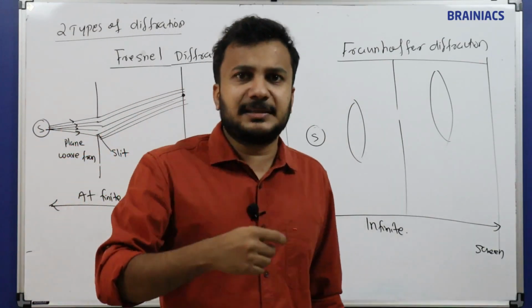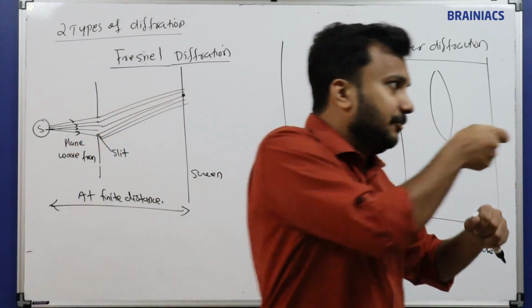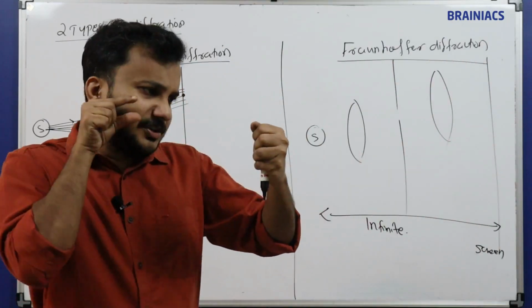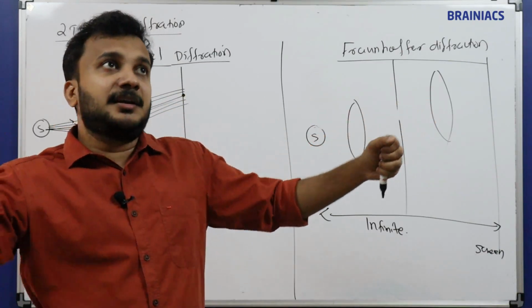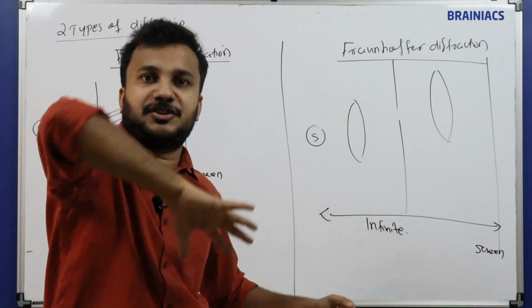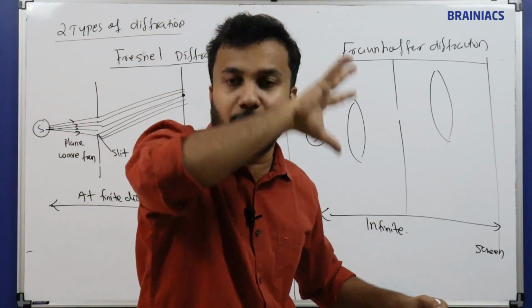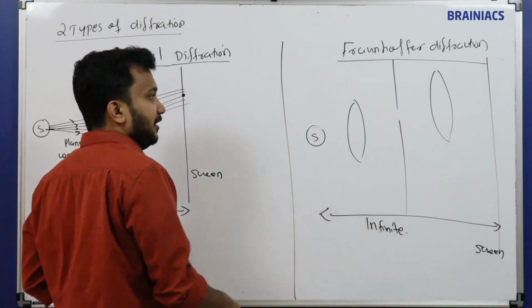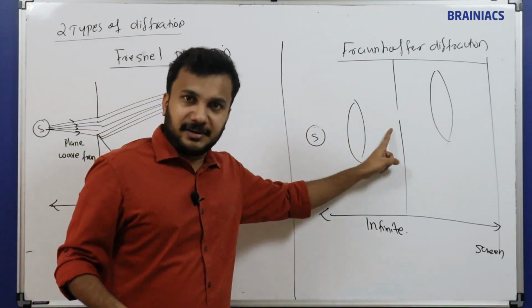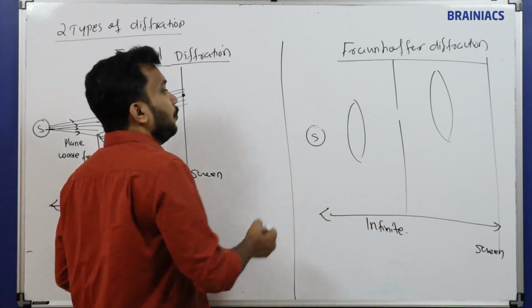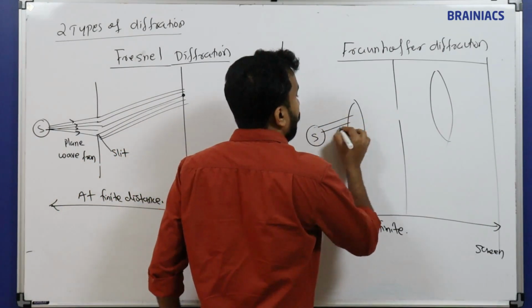A very simple example: if you have a torch and you put it very close to your eye, you can see a straight beam. And if you go back, it looks like a globe structure. That is a spherical wavefront. Far away you will get a spherical wavefront, and to avoid that, what will we use? We will use a convex lens.